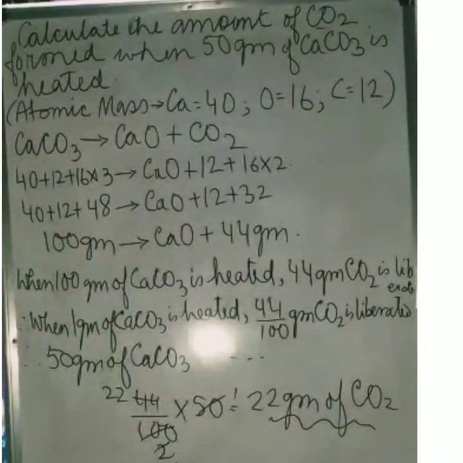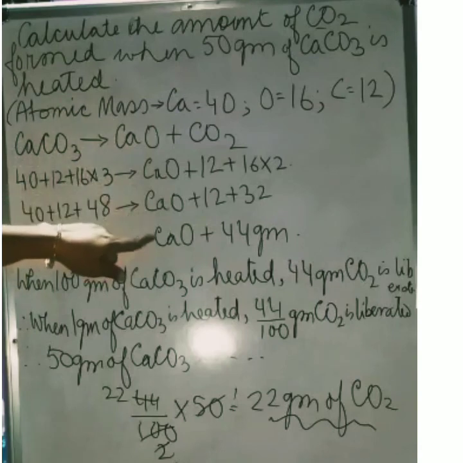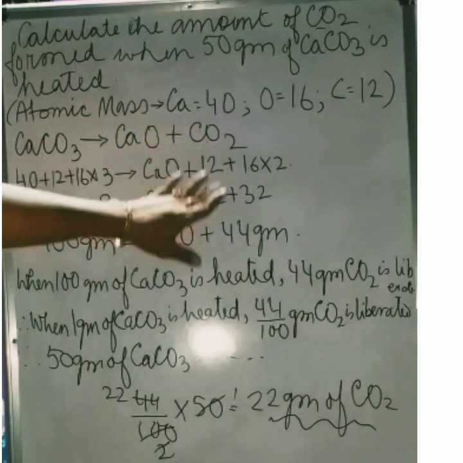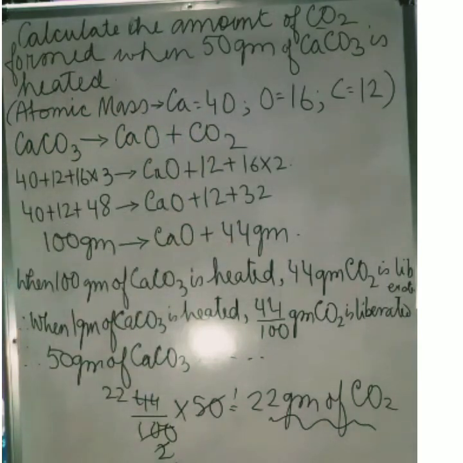So once more I repeat myself. Calculate the amount of CO2, that is carbon dioxide, formed when 50 gram of CaCO3 is heated. So we have calculated. Here we have got CaCO3. After doing the calculation, we have got 100 gram. And CaO, we have nothing to do with this one, so we have kept it like this. We need no changes. And how much CO2 is liberated? 44 gram. So 100 gram of CaCO3 is giving off 44 gram of CO2. So 1 gram will give 44 by 100. Unitary method. 50 gram will give 44 by 100 into 50. That comes to 22 gram of carbon dioxide.